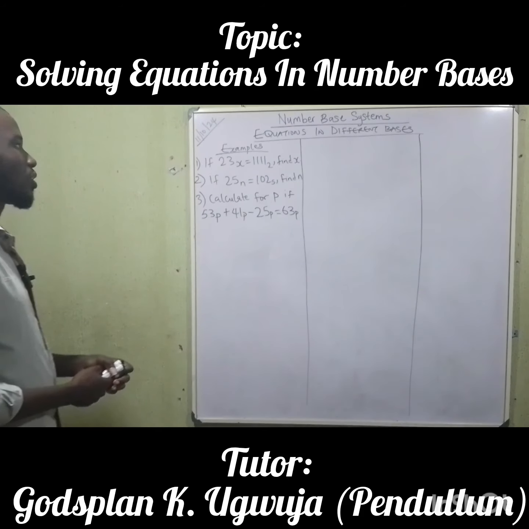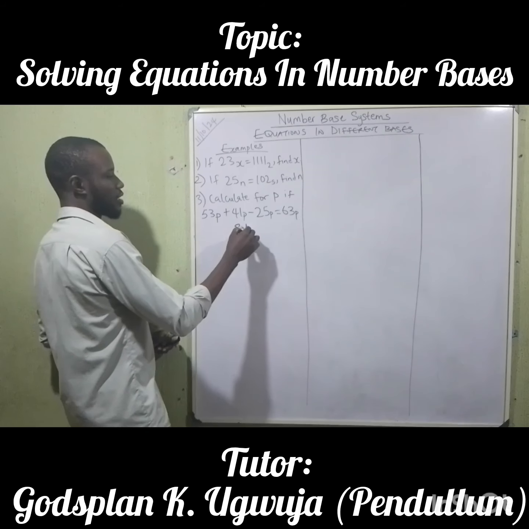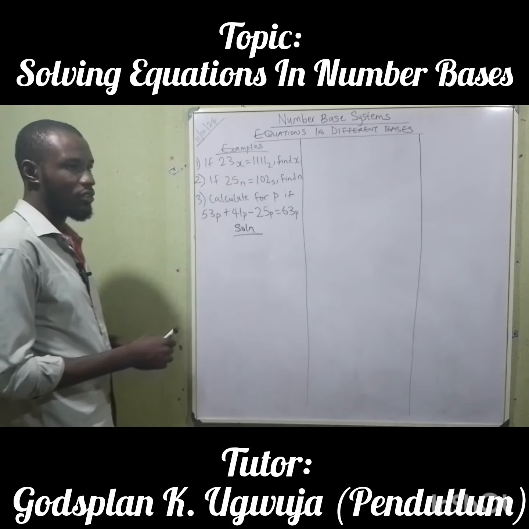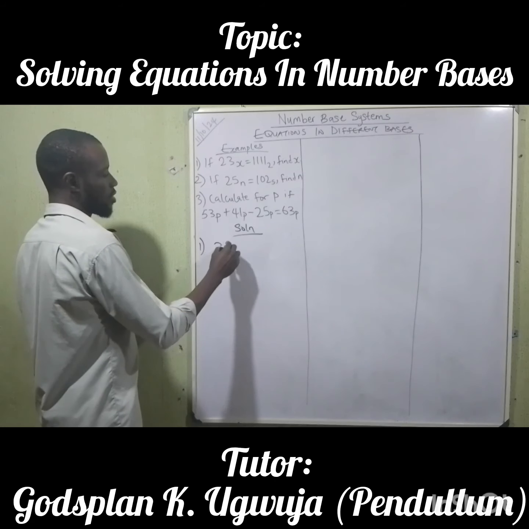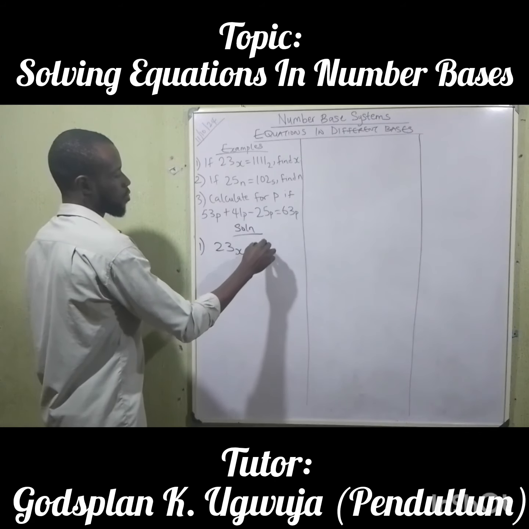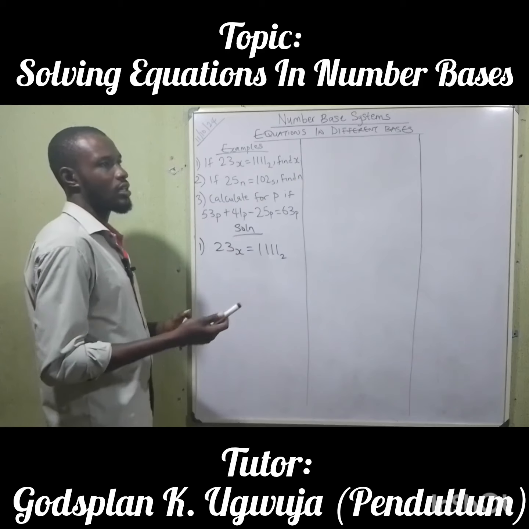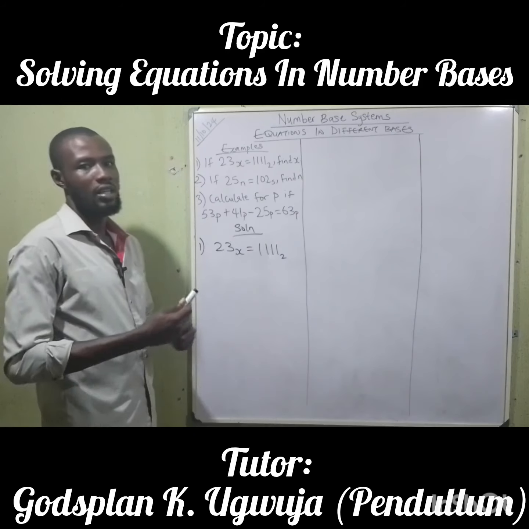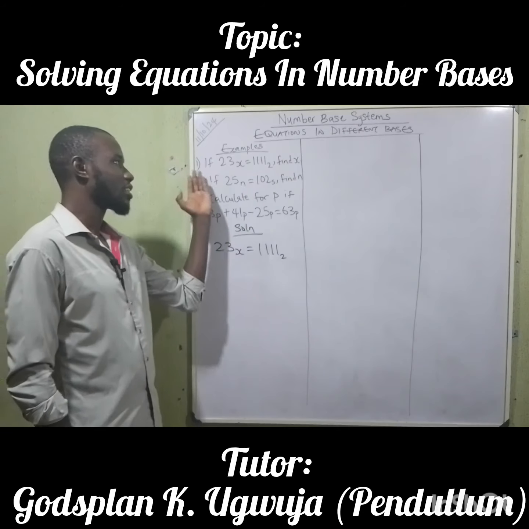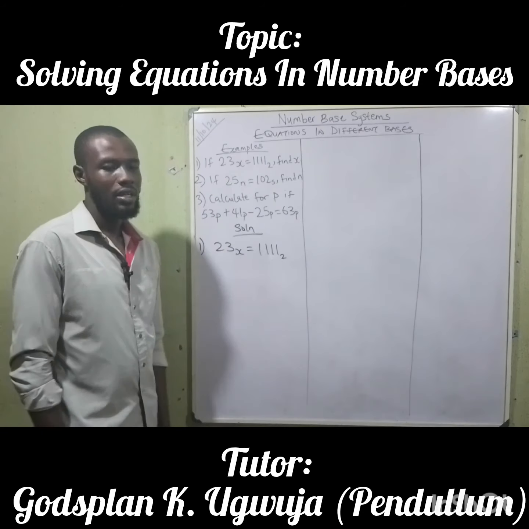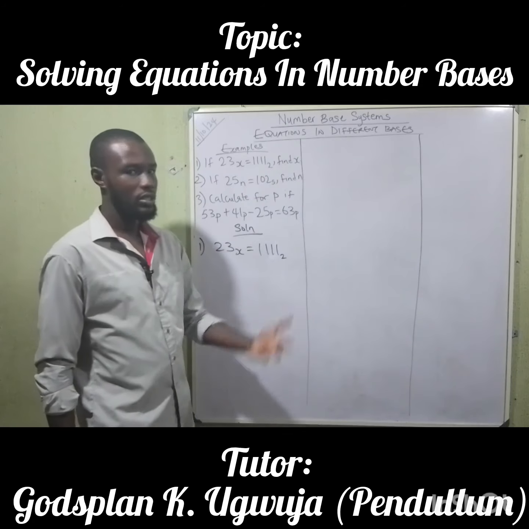We have 3 questions here, so I believe these 3 should be able to give us a very good understanding on how to deal with equations that appear in number bases. So number 1, we are told that 23 base x is equal to 1111 base 2. We are meant to find x. Now this is an equation because wherever you see an equality sign between two mathematical terms, it becomes an equation. When it has a left hand side and a right hand side separated by an equality sign, it becomes an equation. Equation is from equality sign.